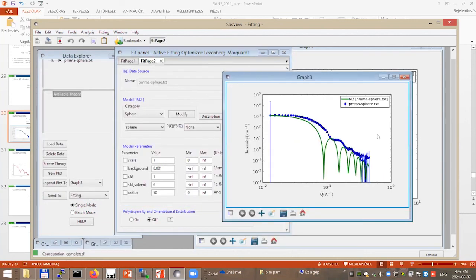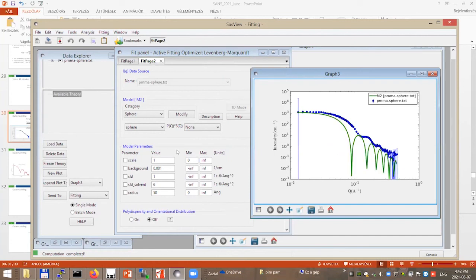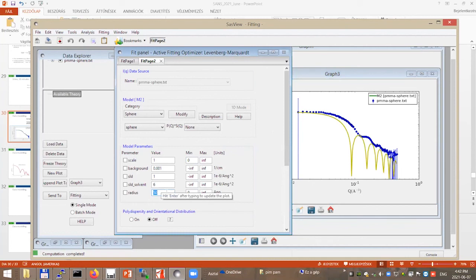So what do we observe in this picture? We observe this model curve with default parameters which are here: scale 1, background something, radius 50. These oscillations resemble the data somehow, but they are wrongly placed. This means that the size included in this model, 50 nanometer, does not correspond to the data.